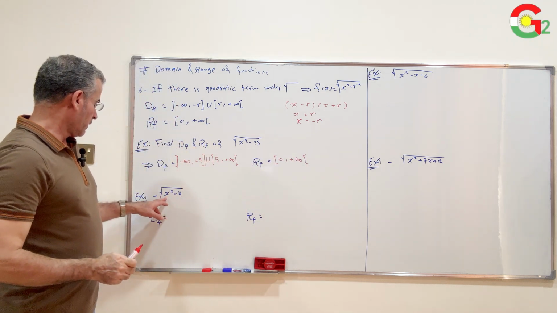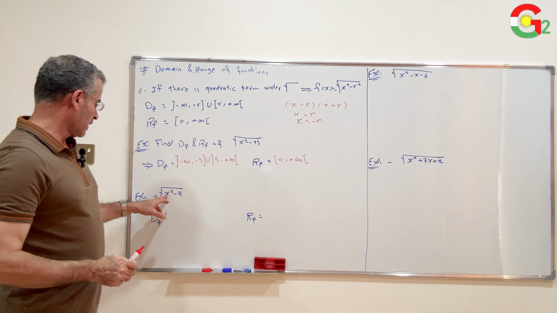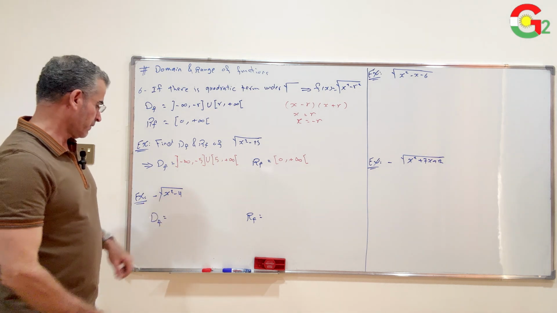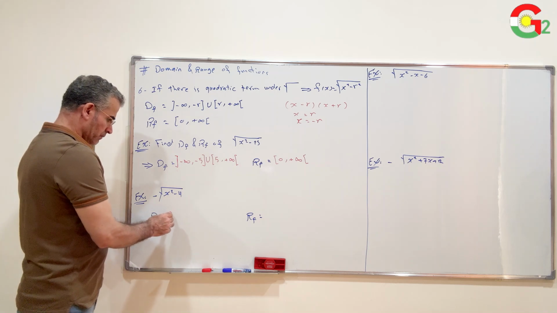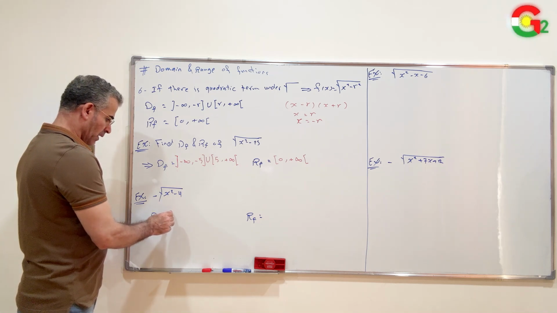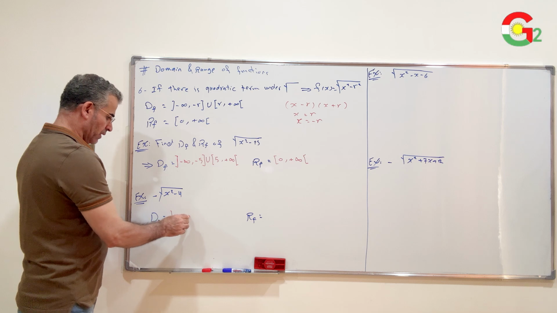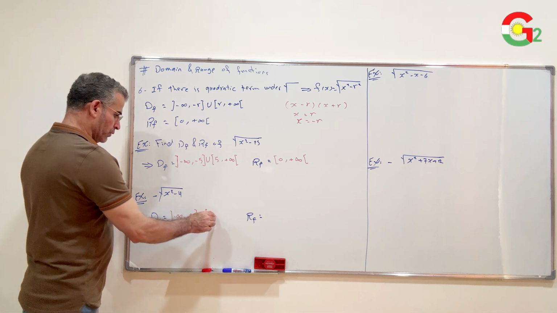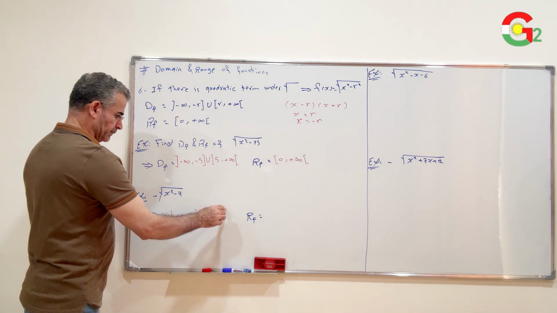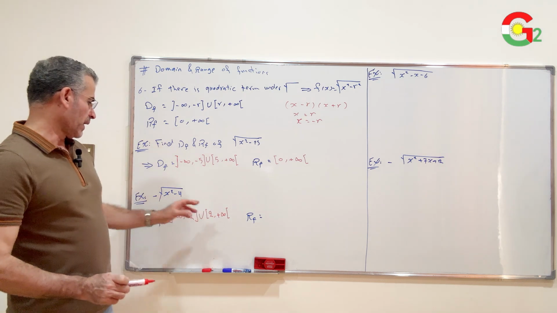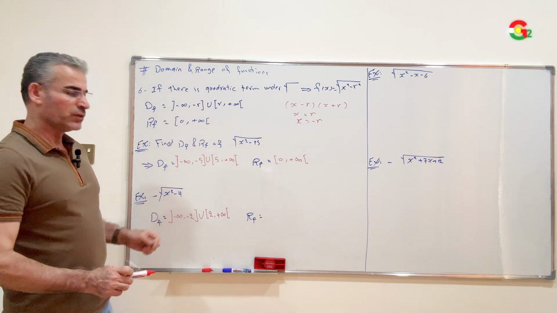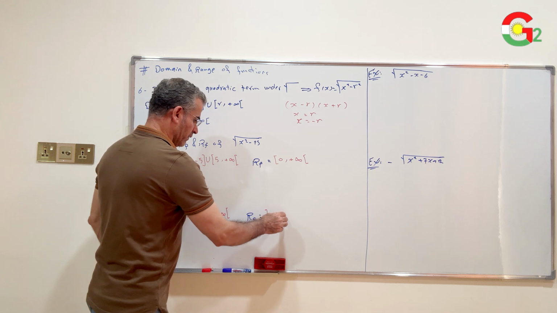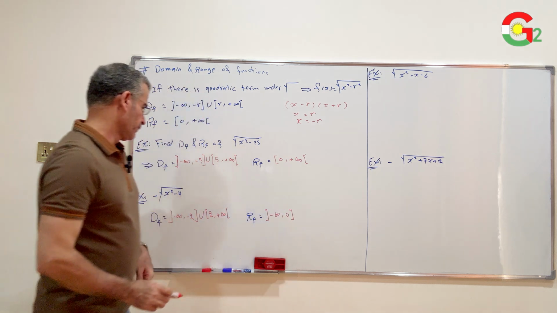Example, find the domain and range of the function negative square root of x squared minus 4. Then the domain is negative infinity to negative 2 union 2 to positive infinity. For the range, since the root is preceded by negative, the range is negative infinity to 0.